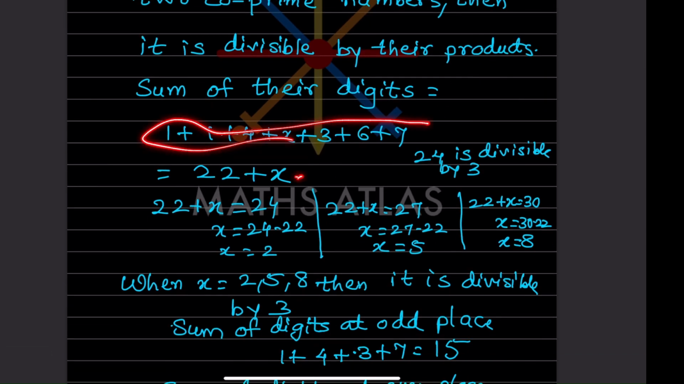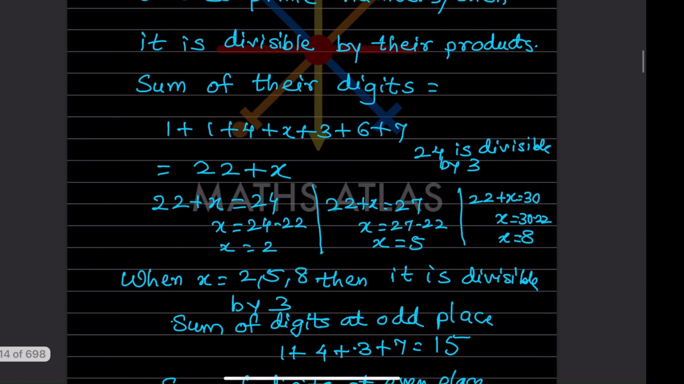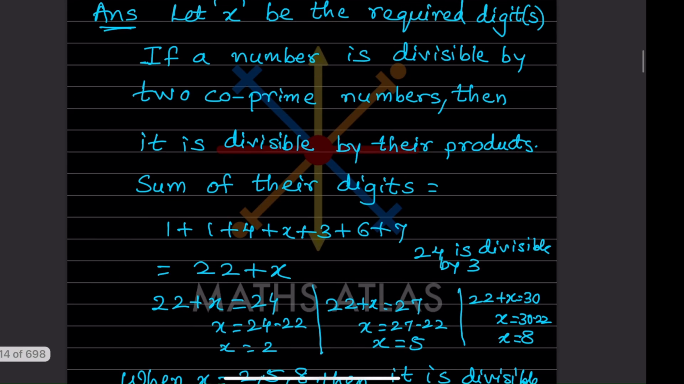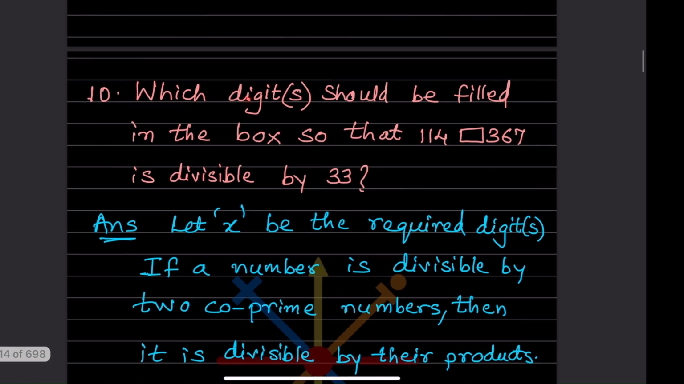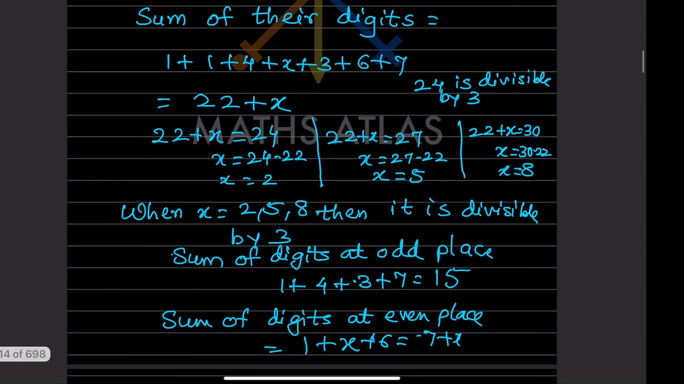So what do you get? 22 plus x. So 22 plus x has to be divisible by 3. If you put here 2, that is 24, here 5, that is 27, here 8, that is 30. So they ask which digit should be filled in the box so that it is divisible by 33. So we can say 2, 5 and 8.